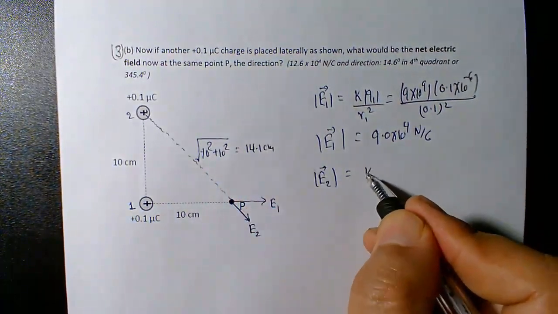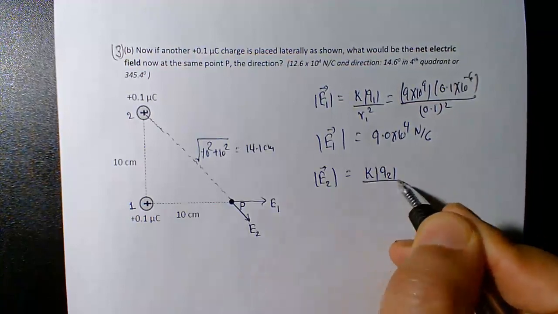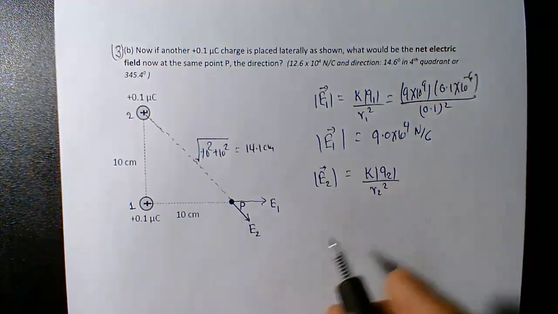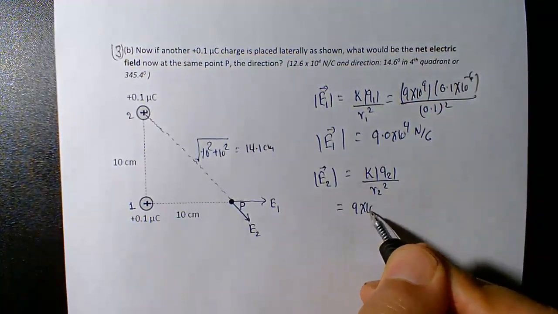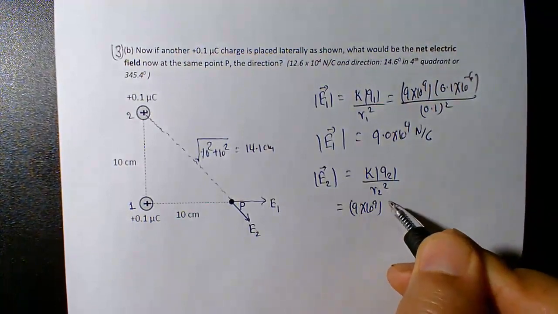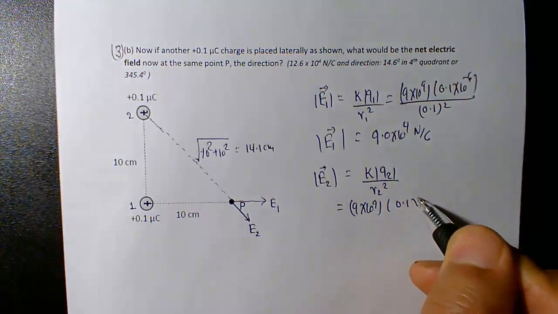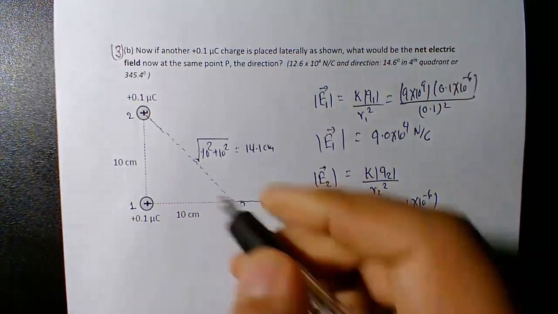So then do the same thing, K Q2 divided by R2 squared, right? So 9 times 10 to the power 9. The Q2 magnitude is 0.1, the charge is the same. Now the distance is different.